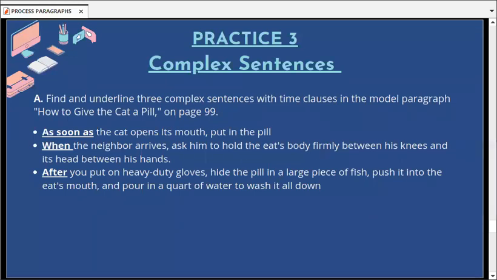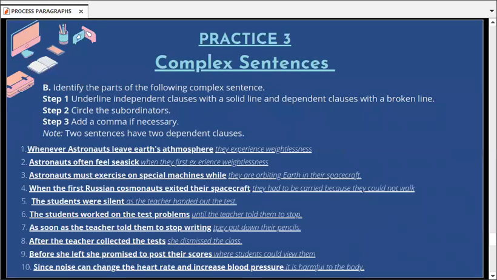Next. Practice 3, complex sentence. B. Identify the parts of the following complex sentences. Step 1: underline the independent clause with a solid line and the dependent clause with a broken line. Step 2: circle the subordinators. Step 3: add a comma if necessary. Note: two sentences have two dependent clauses. So here you are asked to find the sentences and distinguish the independent from the dependent clauses. The independent ones are the ones you underline, and the dependent ones are not.